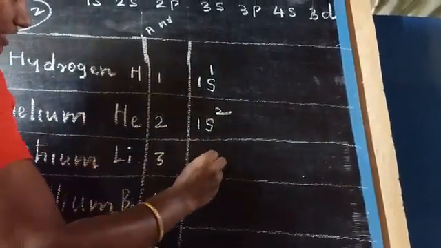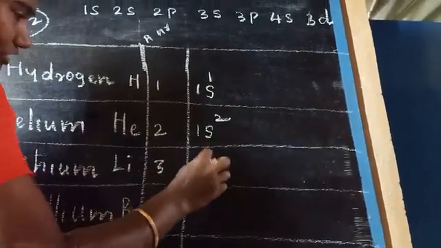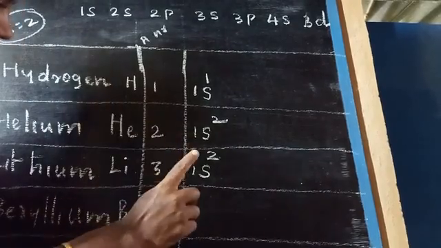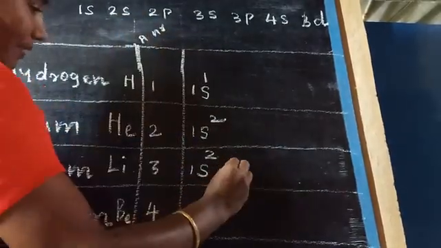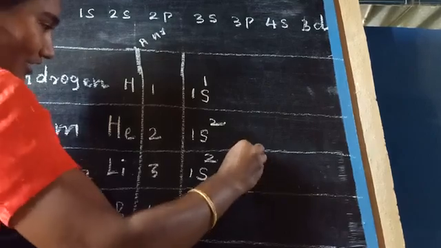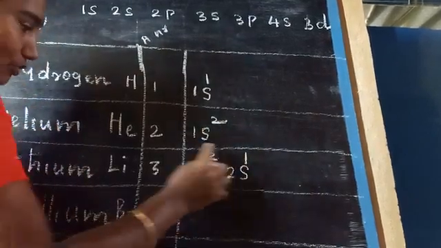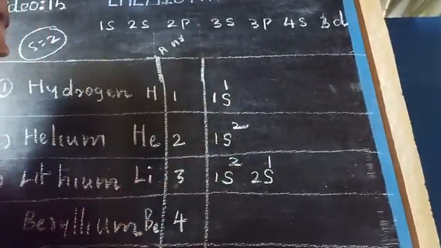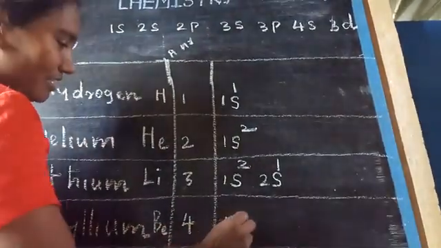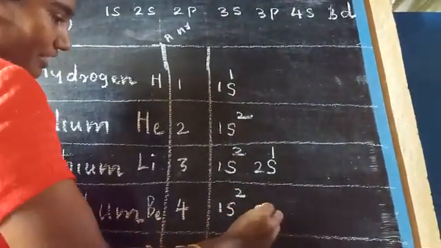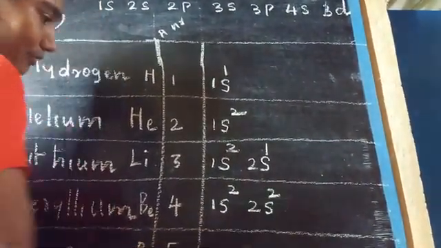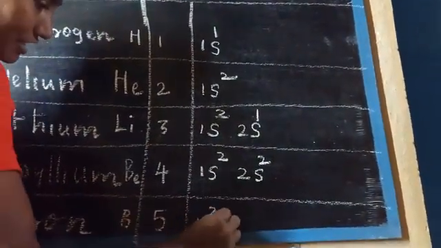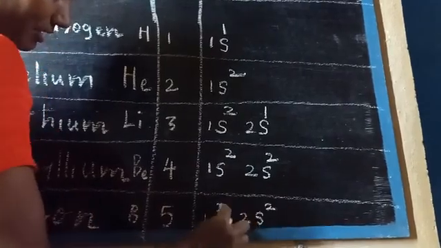Lithium. First write 1s. Here the number of electrons possible is only 2. Remaining here is 1 electron, so it goes to the next orbital, 2s. Here how many electrons do we write? 1. 2 plus 1, 3. So here also 3 electrons. Next one, 1s2, next 2s2. Total number of electrons 4. Okay, here 1s2, 2s2, total number of electrons 4.